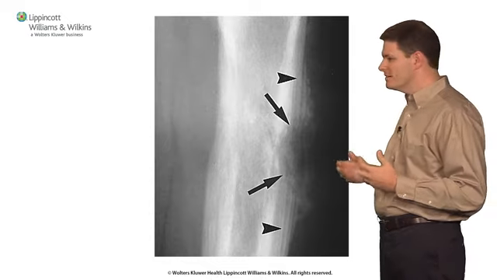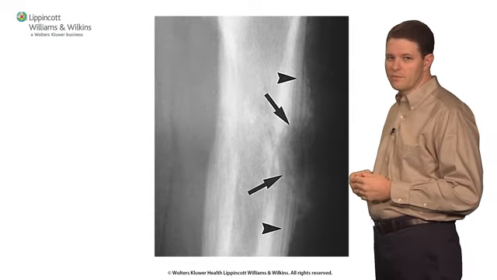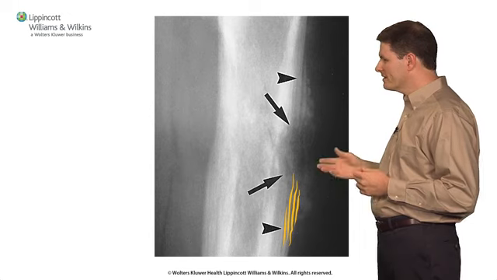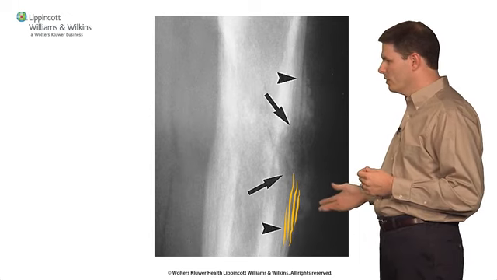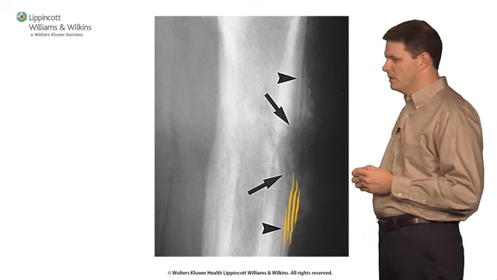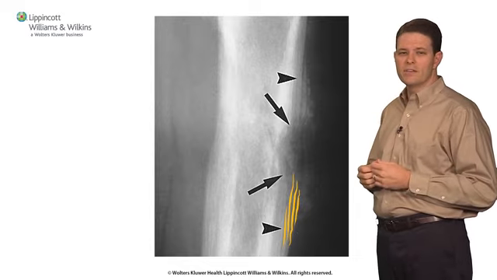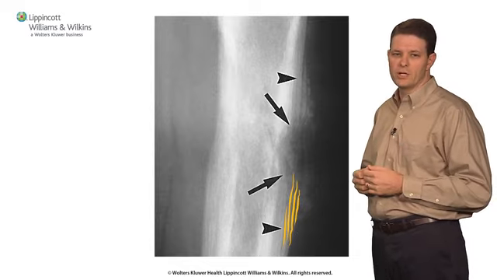And on X-ray, you can see this destruction and disruption of the cortex. And that disruption of the cortex gives this classic onion skin appearance, with what looks like layers of an onion. And you should also know that Ewing sarcoma is associated with the 11;22 translocation. All right, that's it for the primary bone tumors.